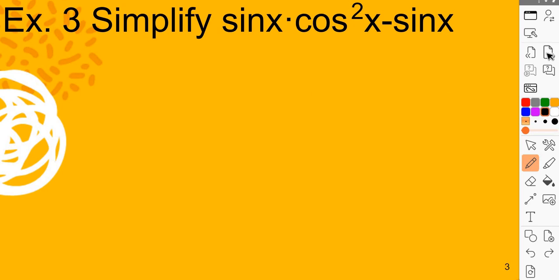Alright. Next up, I have sine of x times cosine squared of x minus sine.